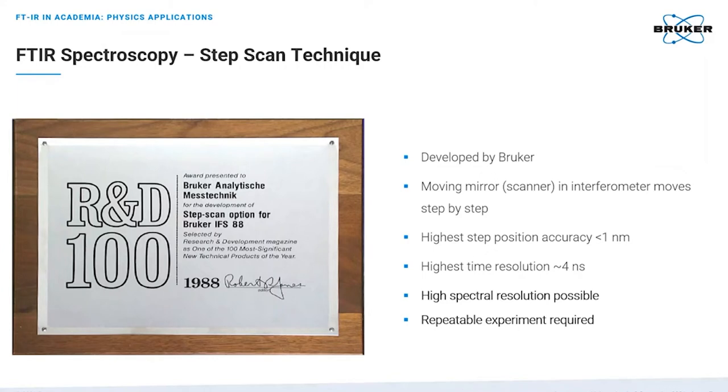Bruker spectrometers can reach the highest step scan stepping position accuracy of 1 nanometer and the highest temporal resolution of 4 nanoseconds. With the step scan technique, high spectral resolution measurement is still possible because the spectral resolution depends on how far the scanner can move, but not how it moves. One very important basis to use the FTIR step scan technique is that your experiment is 100% repeatable.